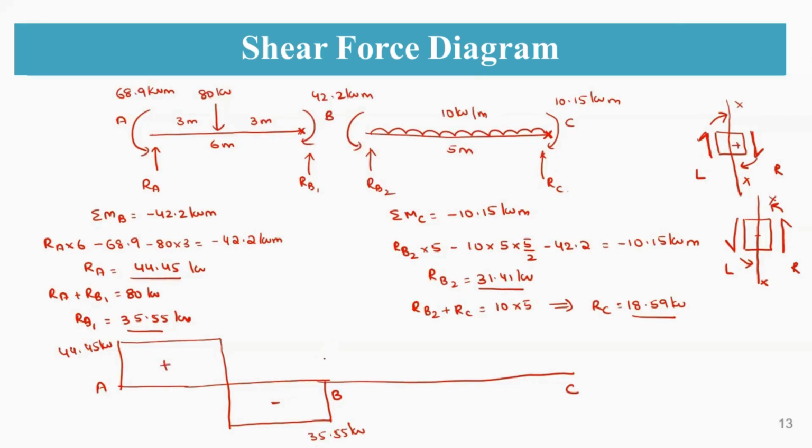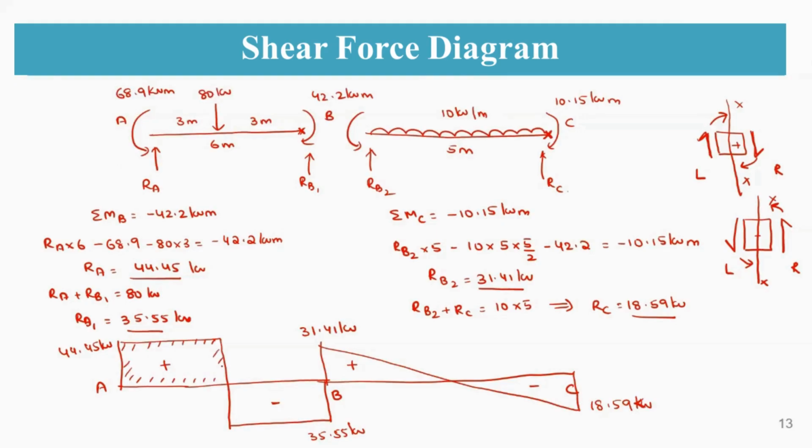Whereas coming to RB2, it is 31.41 and RC is 18.59. So it is linearly varying. Why? Because it is a UDL. So this is plus and this is minus. So this is 31.41 kilonewton and this is 18.59 kilonewton. So this is your shear force diagram. So you have to shade this like this.